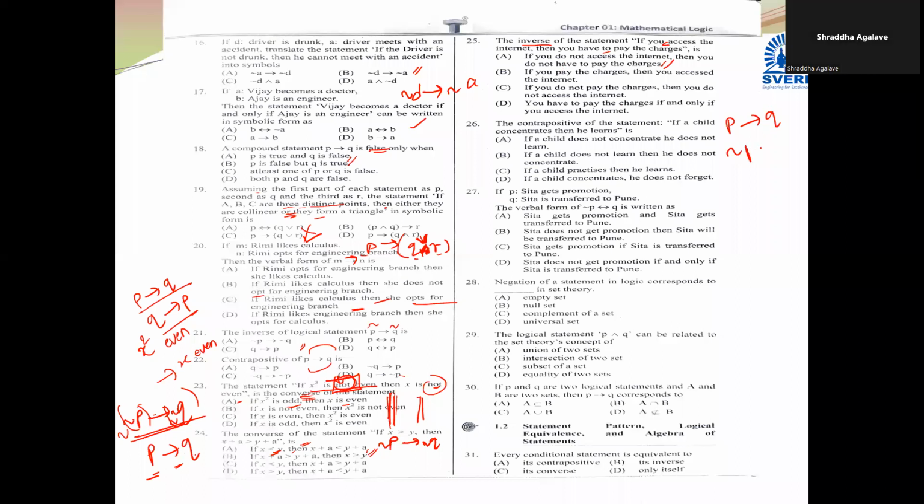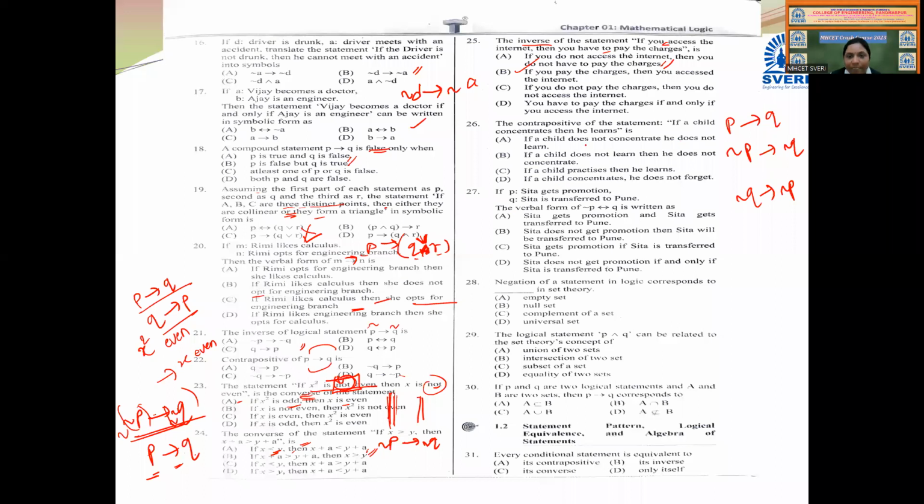Right. Negation P tends to negation Q. This is correct. Now the contrapositive statement. What is the contrapositive? Negation Q, then negation P. Negation Q implies negation P. Contrapositive. Option B, ma'am: negation Q tends to negation P.